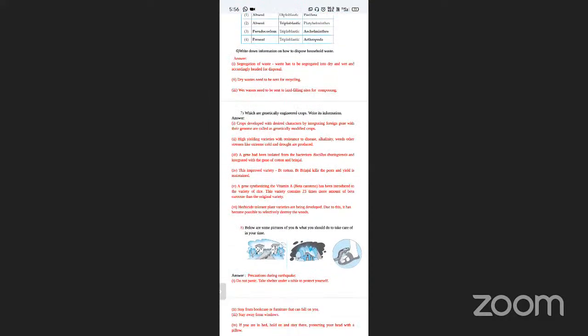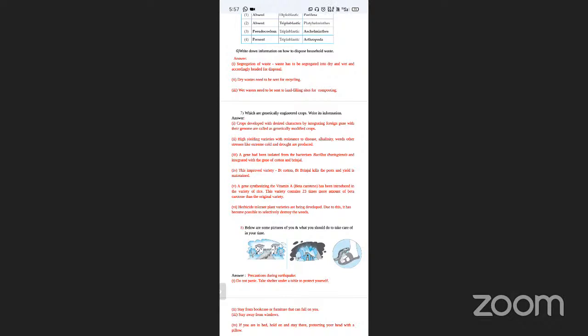Then the seventh question is, which are genetically engineered crops, and write information about them. Firstly, what are genetically modified crops? Crops developed with desired characters by integrating a foreign gene with the genome are called genetically modified crops. These are the crops developed by integrating foreign genes, crossed with their genome so as to get the desired characteristics. Such crops are called genetically modified crops.